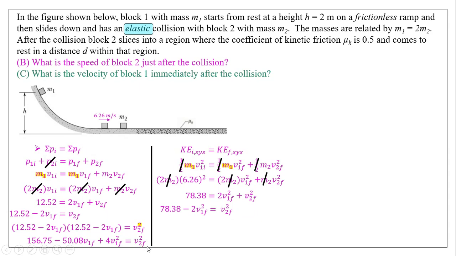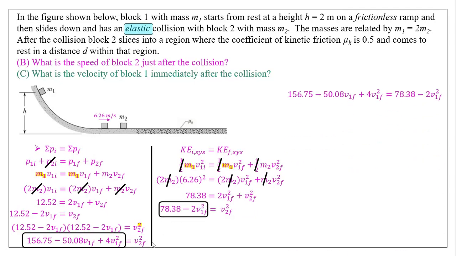All right. So now that you have two statements, I'm just going to go ahead and set these two functions equal to each other. So I'm just going to carry my work up here. So you have two statements for v2f squared. So set them equal, and then just go ahead and solve it. Okay. So here, I just carry my work up. 156.75 minus 50.08 v1f plus 4 v1f squared equals 78.38 minus 2 v1f squared.